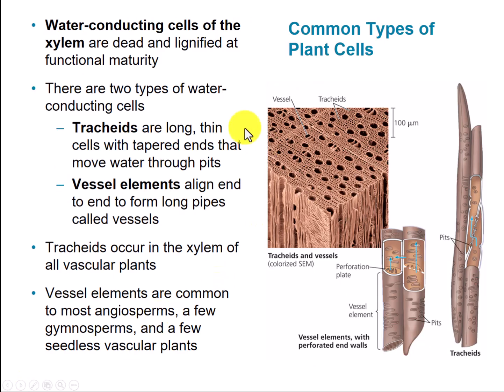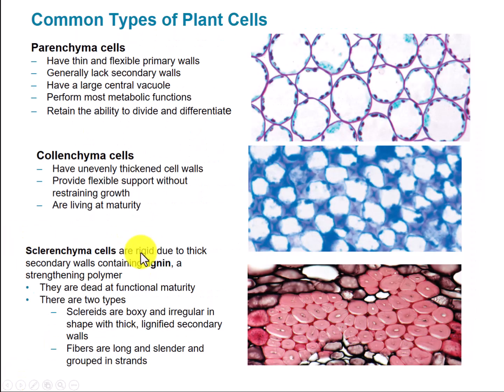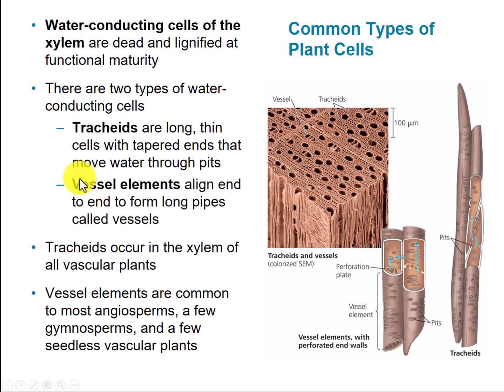Our vascular tissue is made up of two types of cells. For our water-conducting cells, water is carried in xylem. They are dead and lignified, just like we saw with our sclerenchyma cells. And there are two types of water-conducting cells.